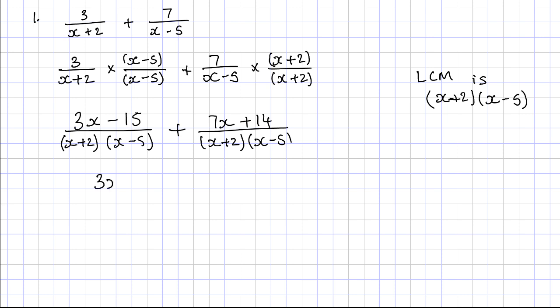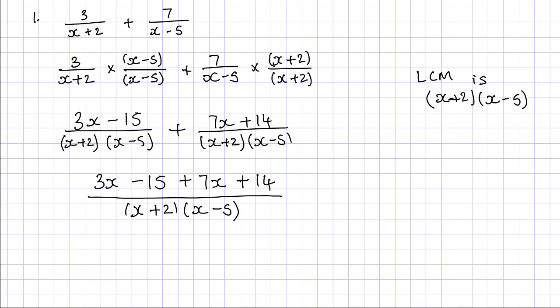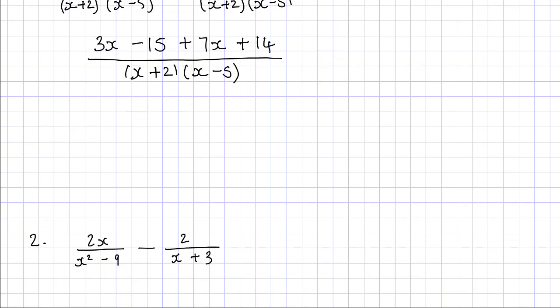Now I'm going to put them as one fraction. So I have 3x minus 15. Now I need to add all of this. So add 7x and add 14, over x plus 2, and I have x minus 5. Now I can simplify. So the 3x and the 7x will make 10x. Minus 15 and 14 will make minus 1. So I'll just write that again. So I'm going to have 10x minus 1 over x plus 2 and x minus 5. And that's my fraction as a single fraction now.